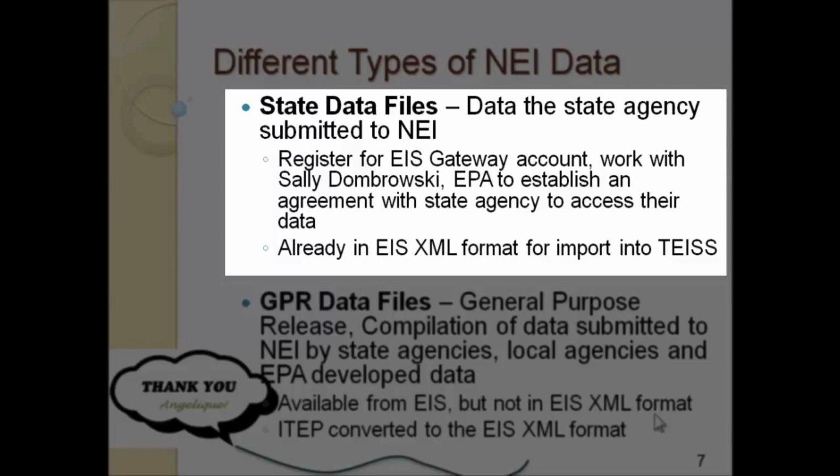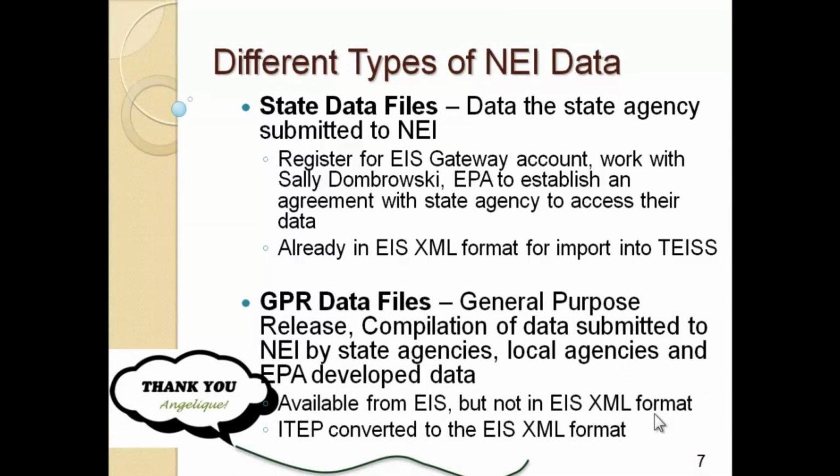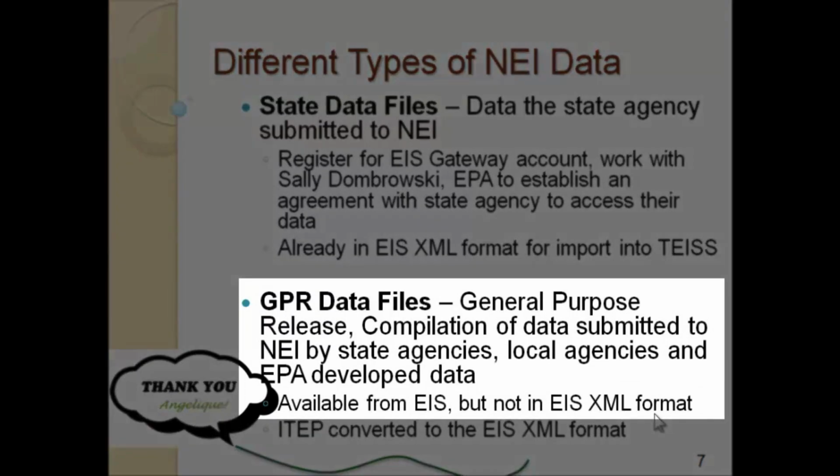The state data files are already in the EIS XML format, and that's the format they need to be to import into TEISS. The second set of data files is the GPR data files, and that stands for the General Purpose Release. And these files are a compilation of data submitted to the NEI by the state agency and the local agencies, and it also includes the EPA estimated data.